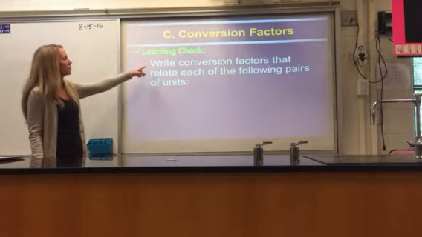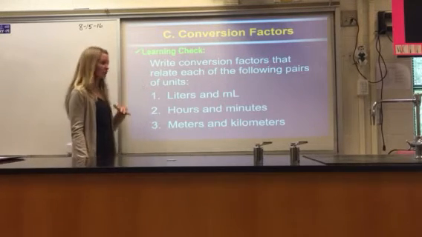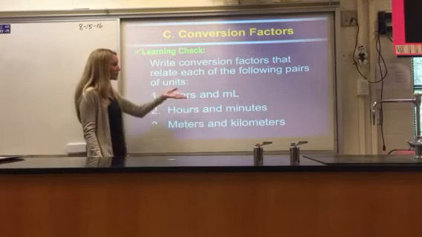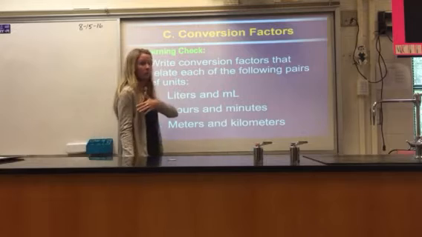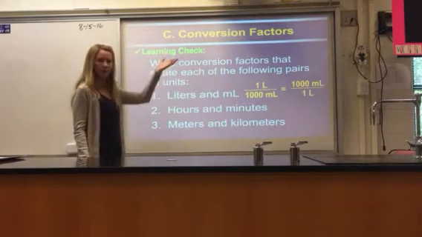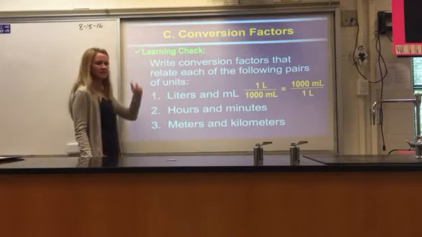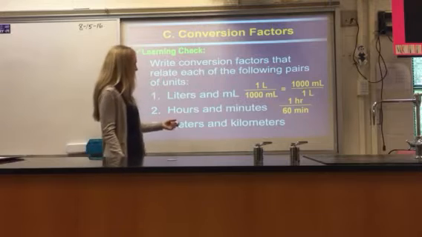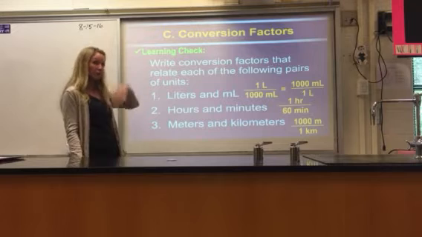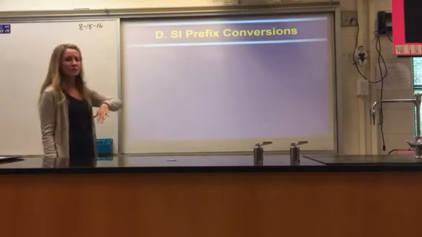Okay, so let's just go through a few quickly. What would be the conversion factors here? If you'd like to try it on your own, pause it. I'm just going to go through them. Liters to milliliters, or milliliters to liters. These are in the metric system and you should know, and if you don't, I'll go through that in a second. There are 1,000 milliliters in a liter, or you can write it the other way, 1,000 milliliters over 1 liter, depending on which way you're converting. Hours to minutes, we just went through that one, 1 hour, 60 minutes. Meters and kilometers, there are 1,000 meters in a kilometer, or 1 kilometer over 1,000 meters, depending again which way you're converting.